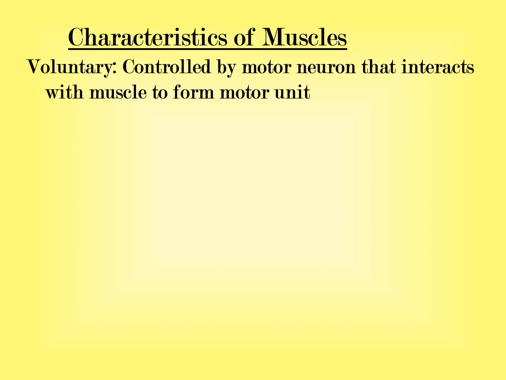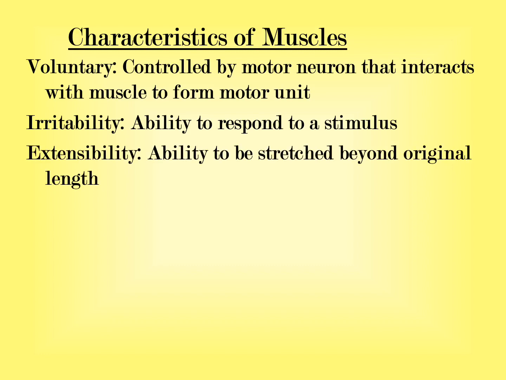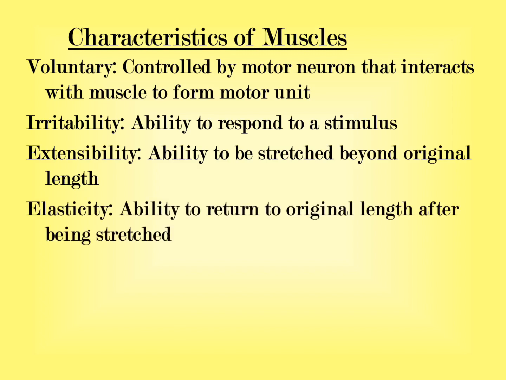Muscles are voluntary, which means that we have to somehow send an external stimulus in order to get the muscle to function. And it's going to function in the form of the motor unit within the muscle itself. The muscle itself is irritable, which means that it's going to respond to a stimulus. The muscle is extensible, which means it's able to stretch beyond its original length. The muscle is elastic, which means that it's able to go back to its original length after being stretched.